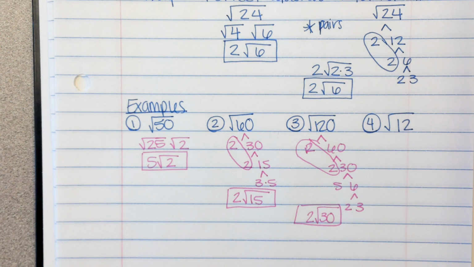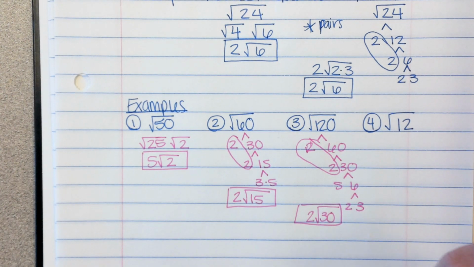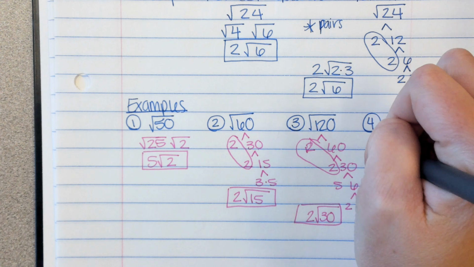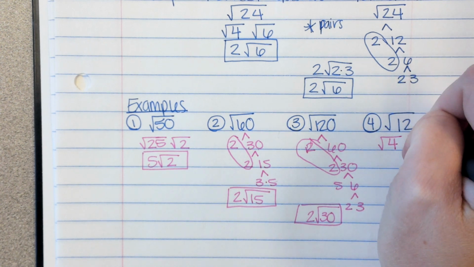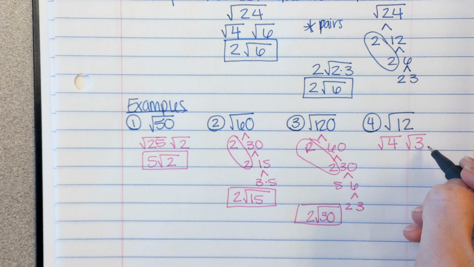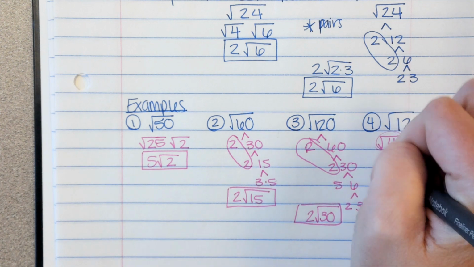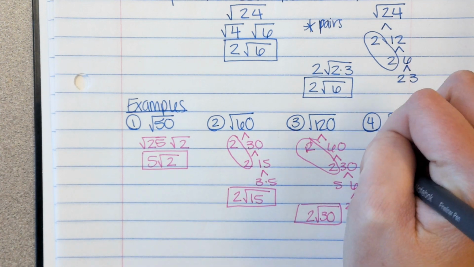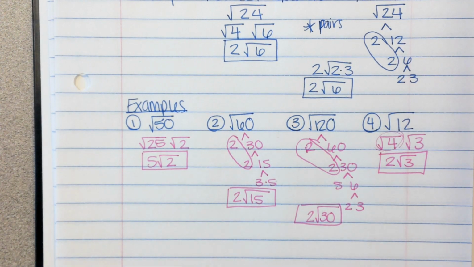And then the square root of 12. Ooh, I know a perfect square right off the top of my head. It's 4. So square root of 4 times the square root of 3. I know the square root of 4 is 2. So I have 2 square root of 3.